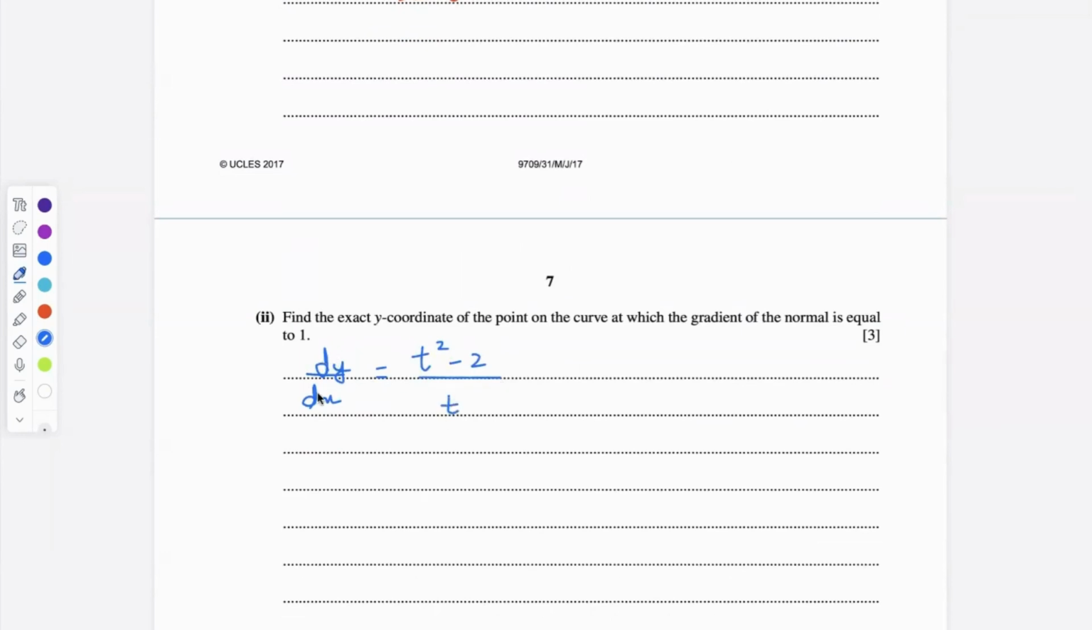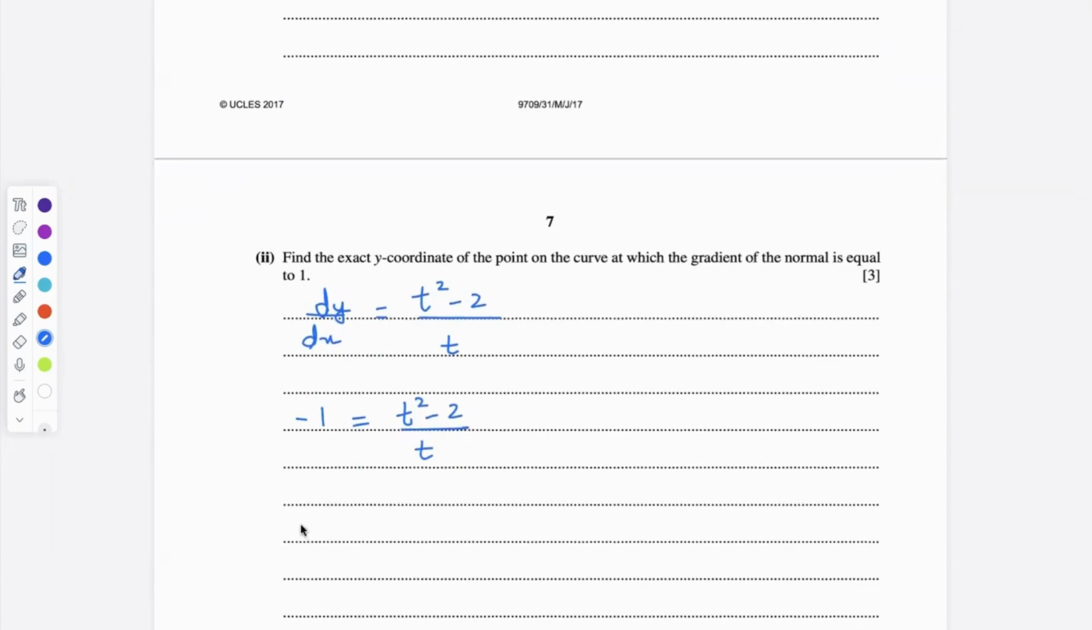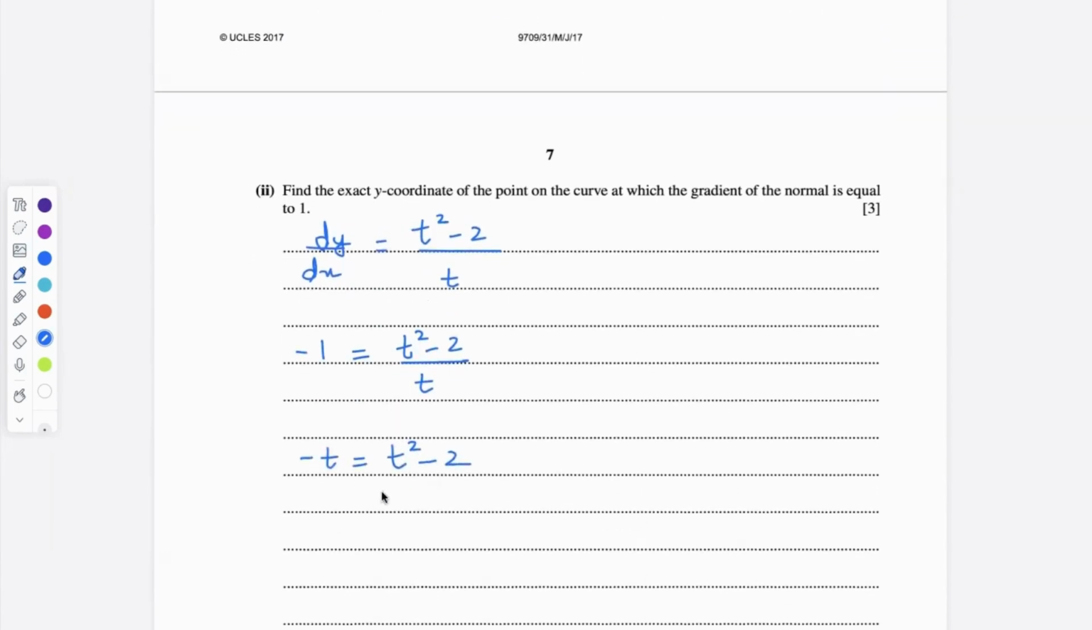Now, as dy/dx represents the gradient of the tangent, and the gradient of the normal is equal to 1, we can replace dy/dx by minus 1, as the gradient of the normal is the negative reciprocal. So this will become minus 1 equals tan squared minus 2 upon tan theta. Cross multiplying, we'll get minus tan equals tan squared minus 2. Bringing the tan to the right hand side, we get tan squared plus tan minus 2 equals 0.